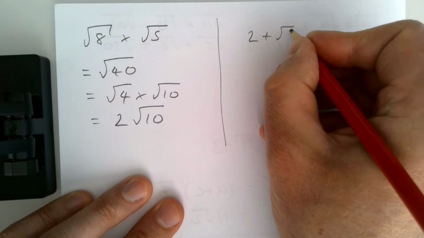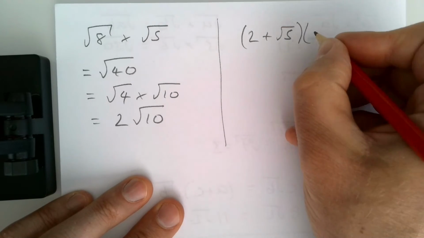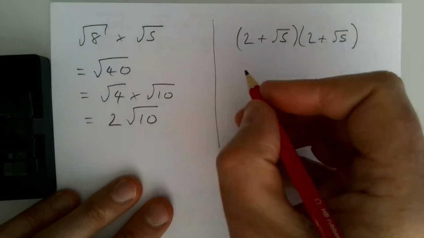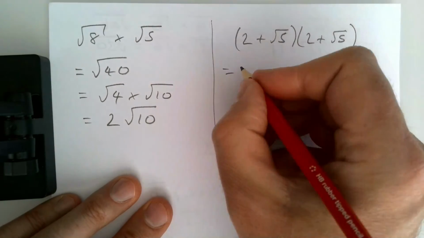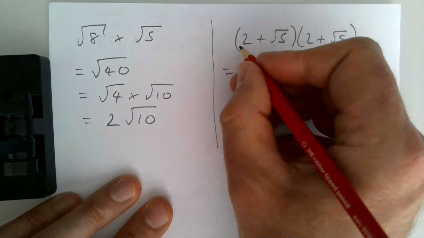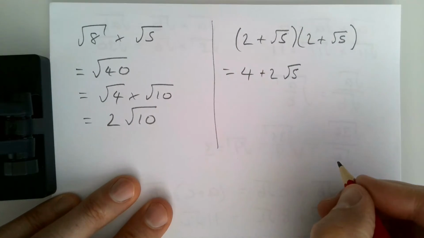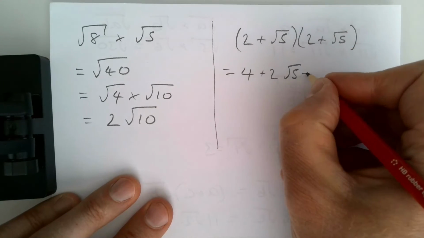2 plus root 5 all squared is the question, so I'll just do the first line of working out here. This is going to be a FOIL question, let's see where we can get from it. 2 times 2 is 4. Outer, 2 times root 5, it's just like a say what you see. It's 2 root 5. Inner, 2 times root 5.